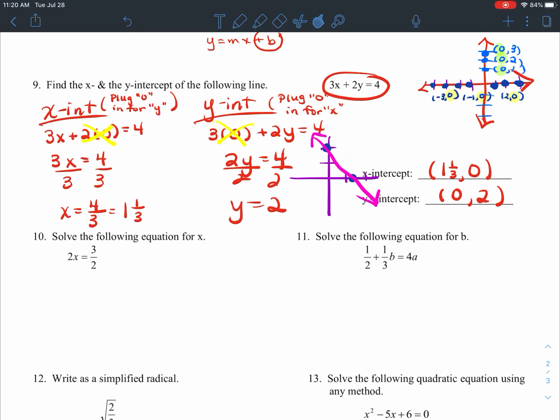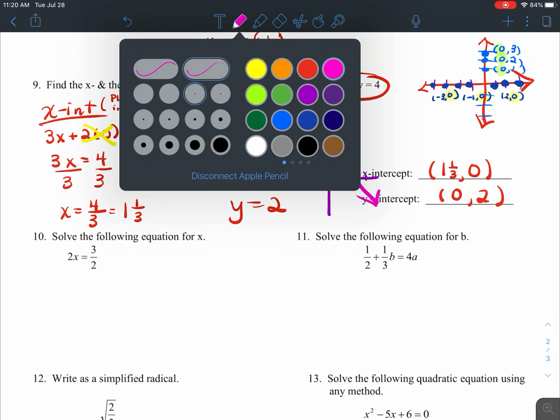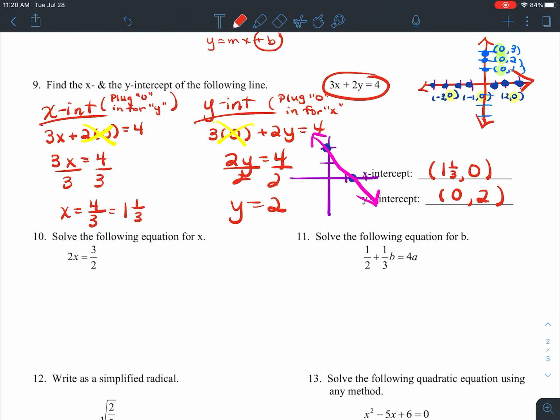For some reason, 10 and 11 are two of the most difficult problems historically for students when we go over this. Okay, anytime an equation asks you to solve for a variable, it just means get that variable by itself. Now, this looks like the x is almost by itself, but I think what confuses people is they see the 2x, and this is what they think.